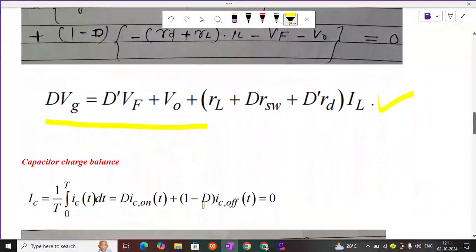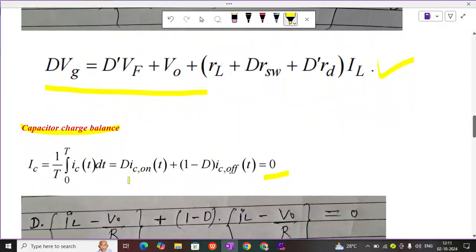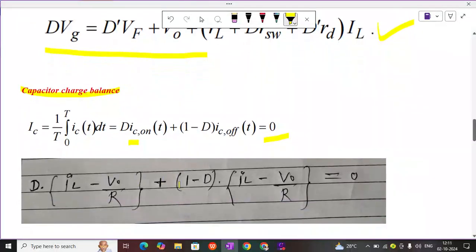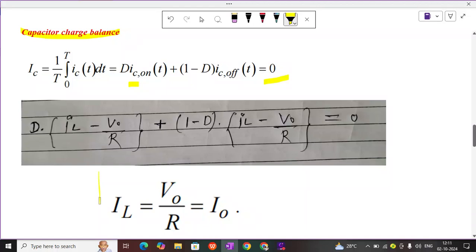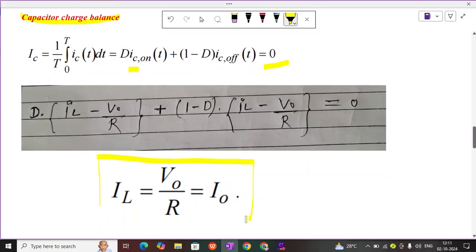Now another expression I am going to use is the capacitor charge balance. So what is the capacitor charge balance? Say, the average capacitor current over one particular cycle should be equal to 0, right? So I have derived this expression, IC on, IC off, and I multiplied with D and 1 minus D. I substituted the values, and when I rearrange it, what I am going to get is that IL equals V naught by R, that is equal to I naught. So I come to know that my IL and I naught will remain the same throughout the cycle. So the average value of IL and the average value of I naught will be the same. So this is the concept, which we have derived. I am not saying it directly, we have derived it and come up with this.